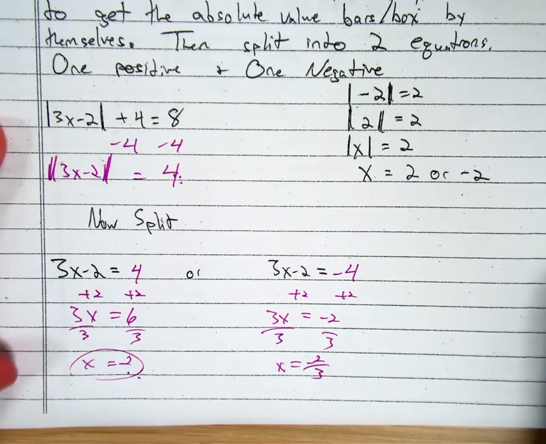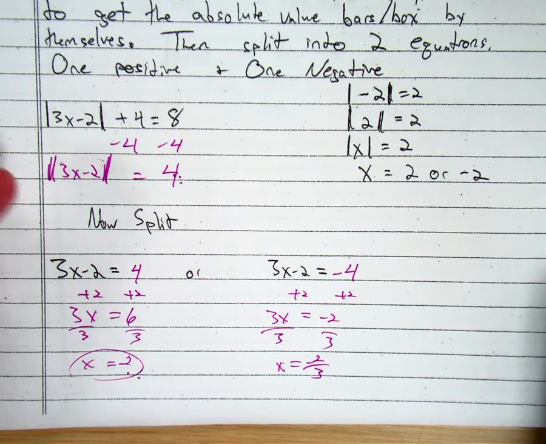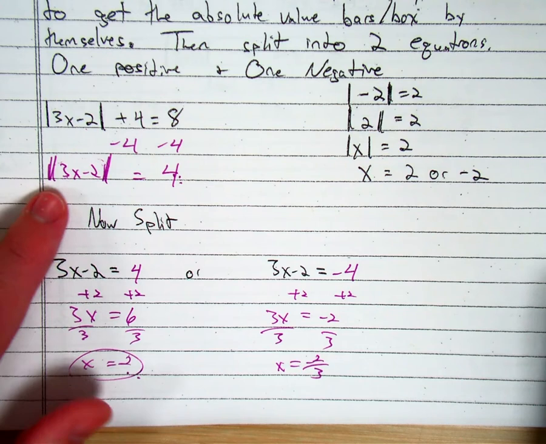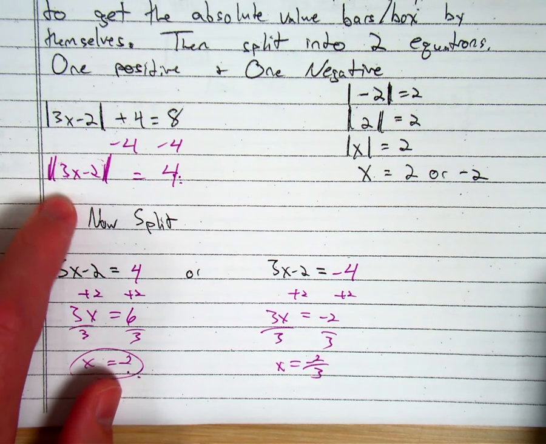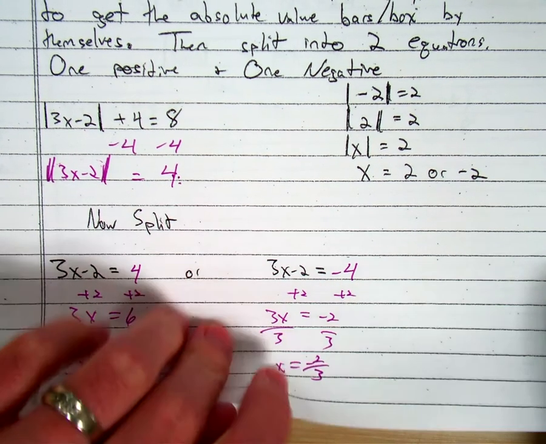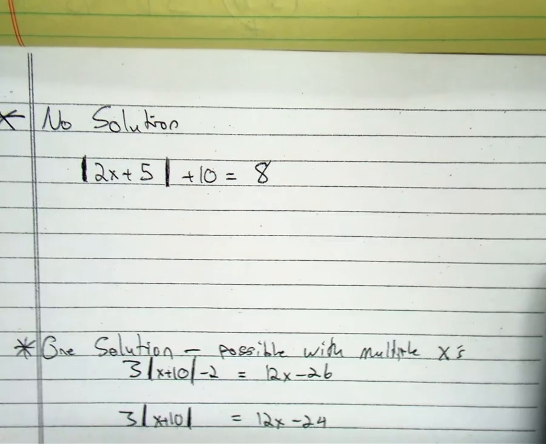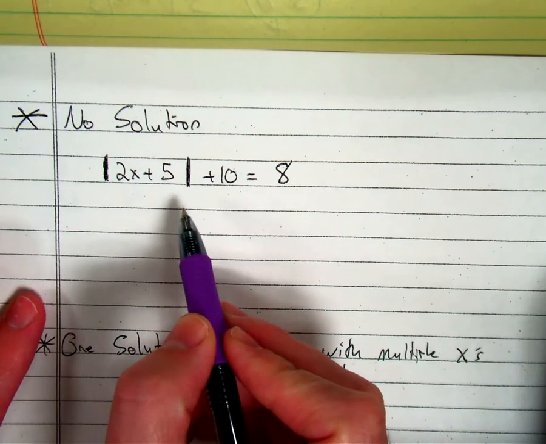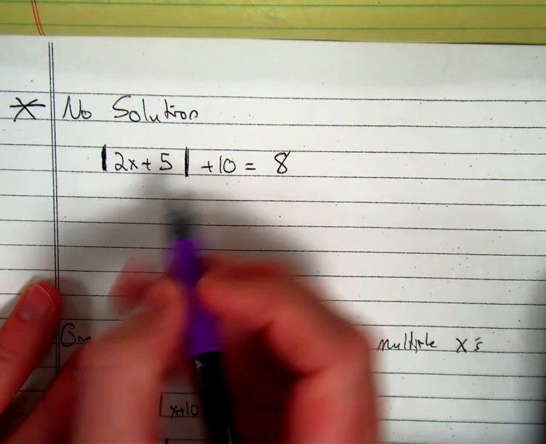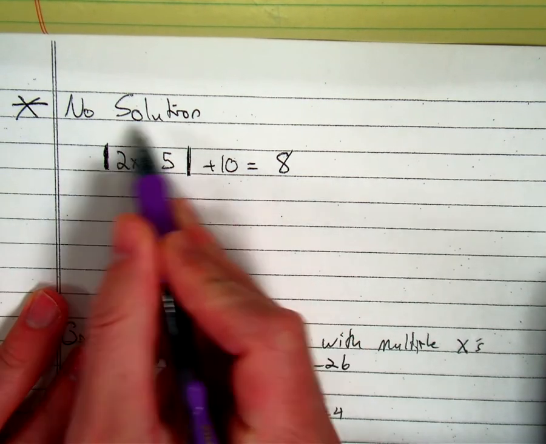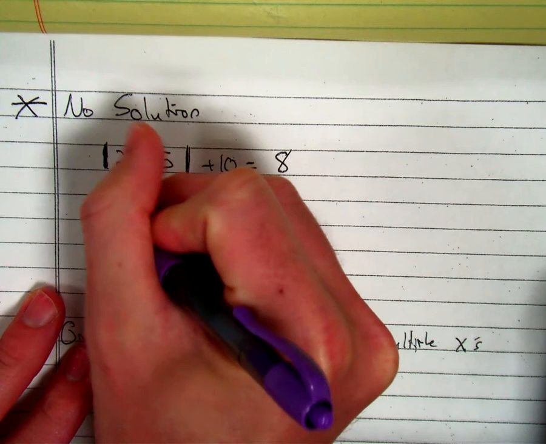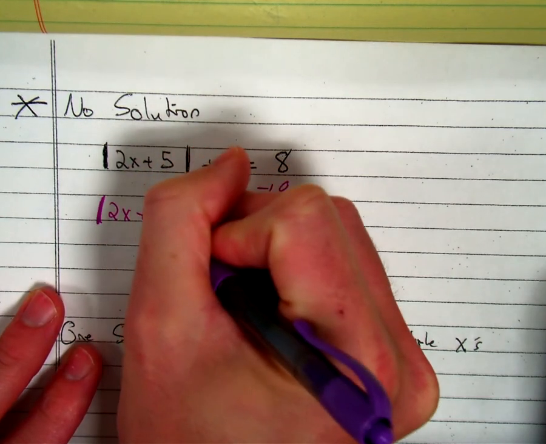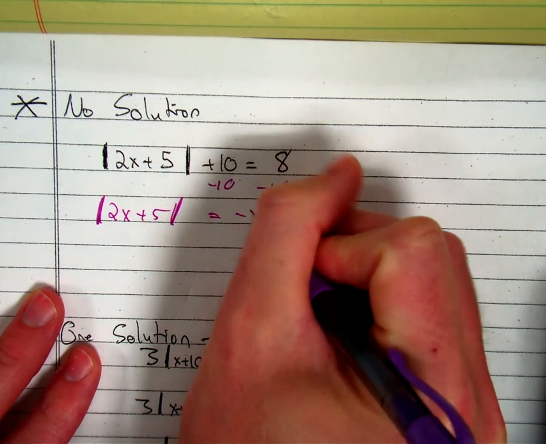So you get the absolute value bars by themselves, then split it into two equations. One with whatever's in here equals over here, and one with whatever's in here equals the opposite, or the negative, of that. Now it is possible to get some no solutions. And you tell me when you know this is a no solution. So step 1, I know I got to get the absolute value bars by themselves. Minus 10, minus 10. Absolute value of 2x plus 5 equals negative 2.